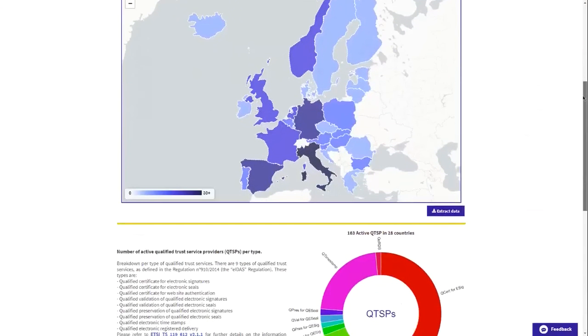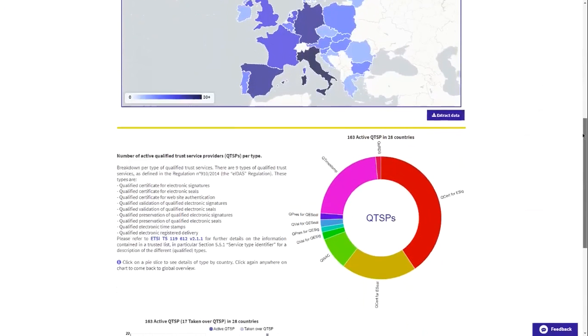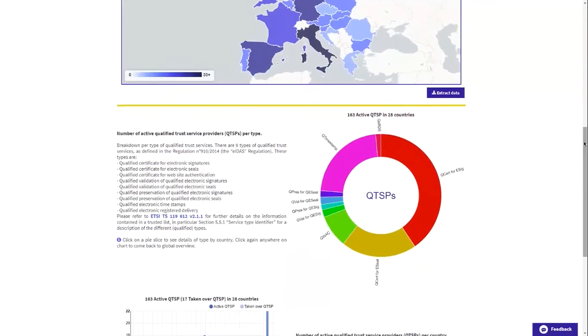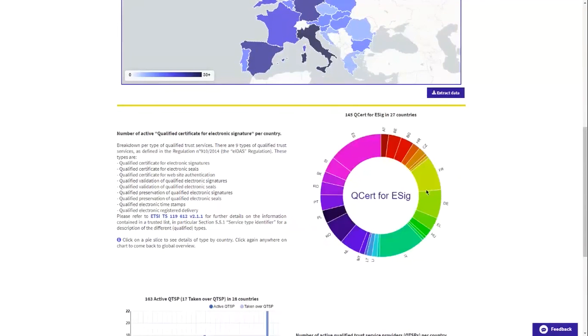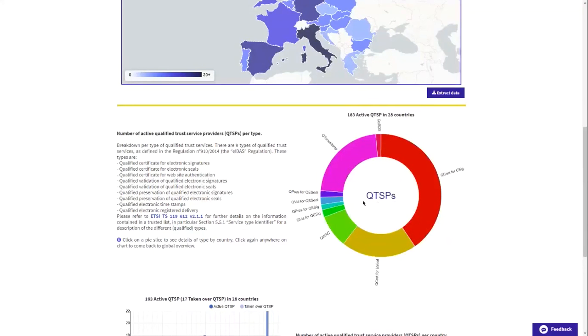This is a pie chart presenting the different types of QTSPs. As you know, there are 9 types of QTSP defined in eIDAS, and so we present a global overview of the QTSPs in Europe here. If you click on any of these types, you will then zoom per country regarding the number of this particular type of qualified providers. And if you click again, of course, you get back to the first view.